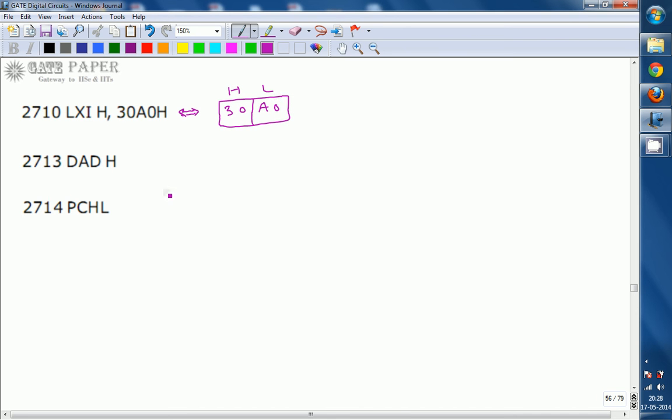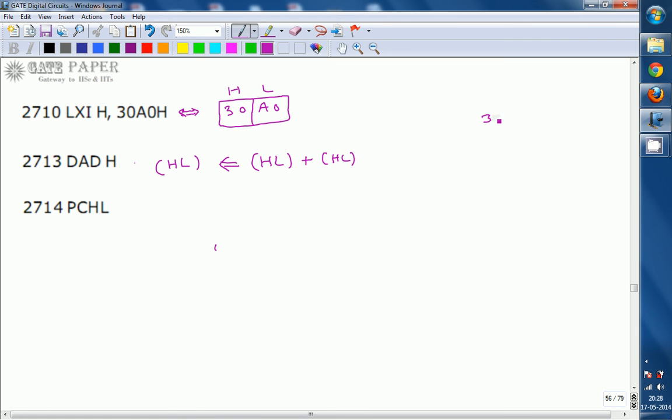Next, DAD H. The instruction will add the contents of the HL register pair with the HL register pair itself, and the result is going to be stored in HL itself. That is 30A0 plus 30A0.